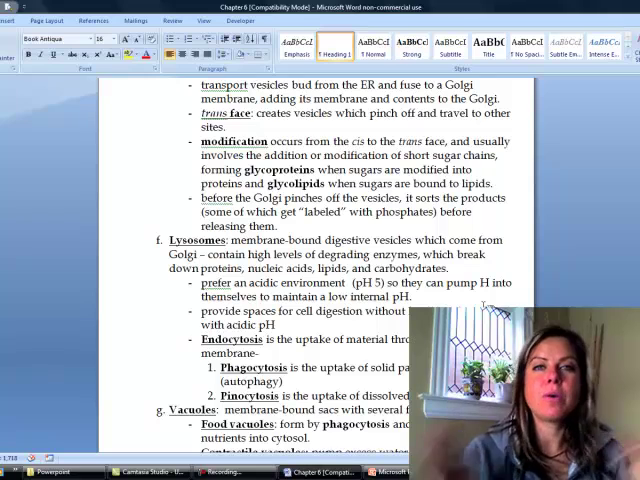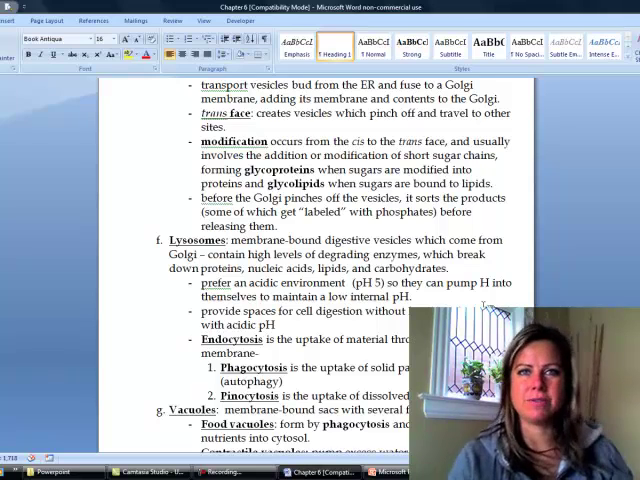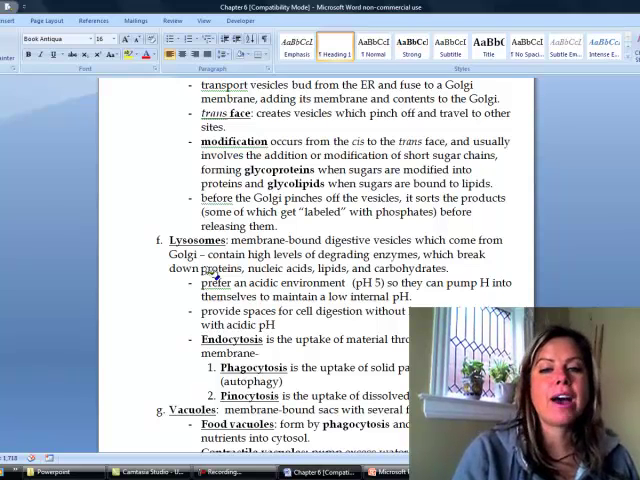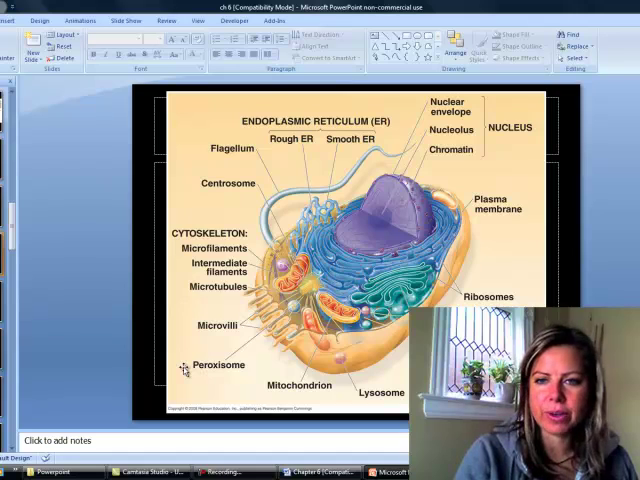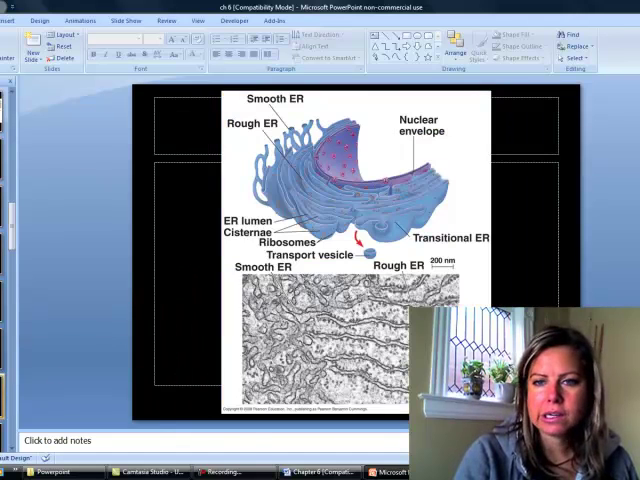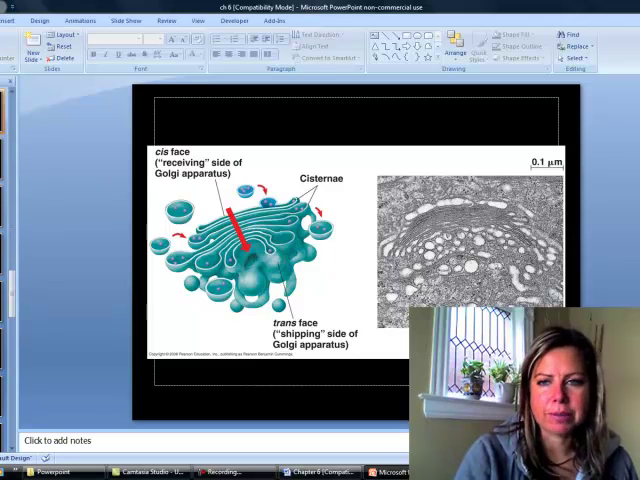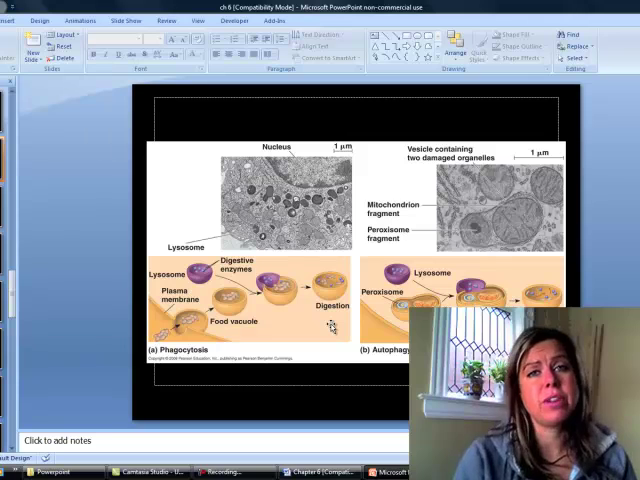Okay, now what we're going to finish up with are going to be some accessory organelles that just kind of do different jobs. So we've got lysosomes next. So if we look at lysosomes, I think I've actually got a better picture. Actually, there's our ER, and then the next one should be our Golgi apparatus. Here's our lysosomes. Now, lysosomes are really important because what they do is they're actually going to break down things in the cell.